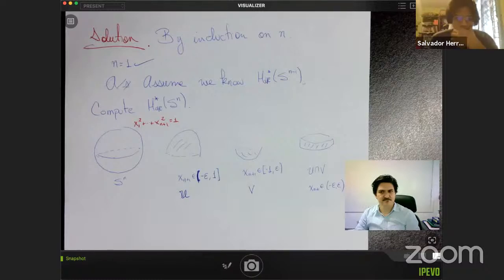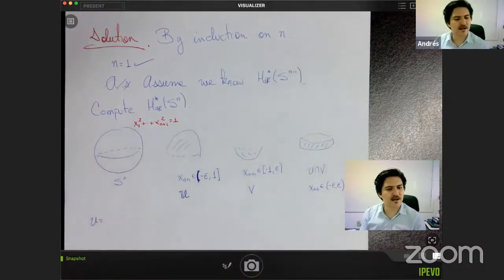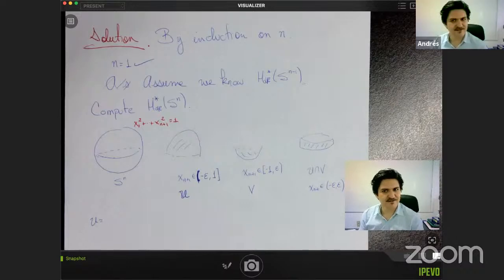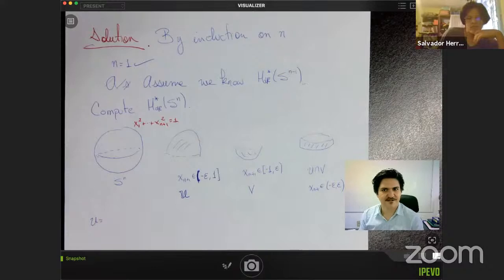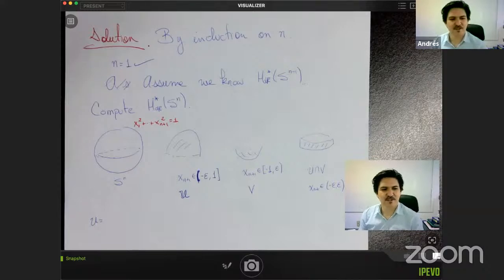Again, U and V are like in this case Rn minus 1. No. U is Rn minus 1? No, like the Sn minus 1. U? Yeah. They are contractible. They are contractible, yes. What else?